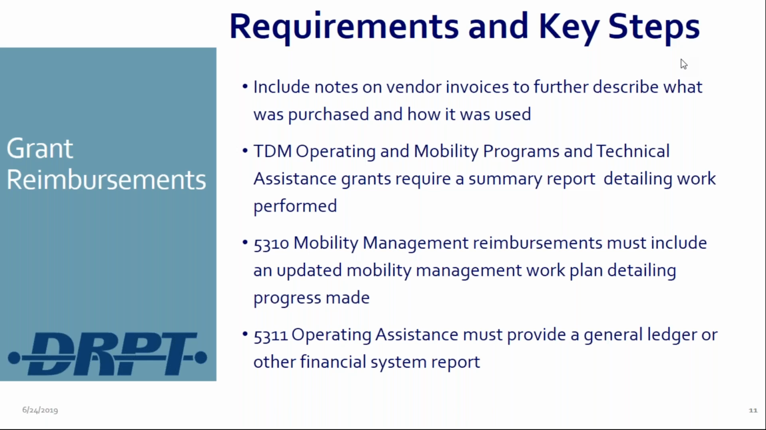My second piece is, where it says 5310 mobility management reimbursements, an updated mobility management work plan. If we had mobility management reimbursements in a quarterly fashion that we were submitting, how is that a different process from that bullet above? I don't think it will be. I think each program manager will have different nuances in how they want to schedule and also what they want to get, but it shouldn't be any different.